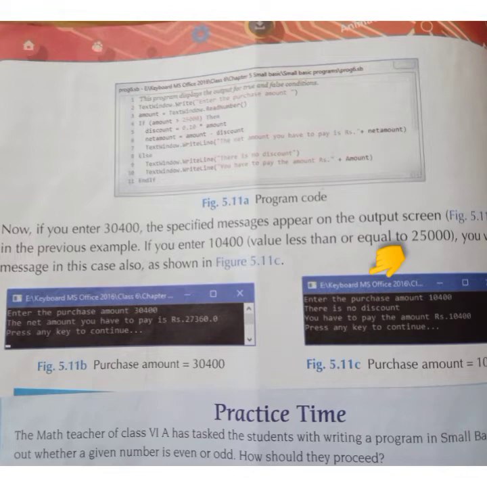This condition is false, which means it reads "There is no discount", after that "You have to pay the amount rupees", what is that, 10,400. Okay, so you understood. This program uses if, else and end if statements. Okay, so come to the next statement, if then else if statements.